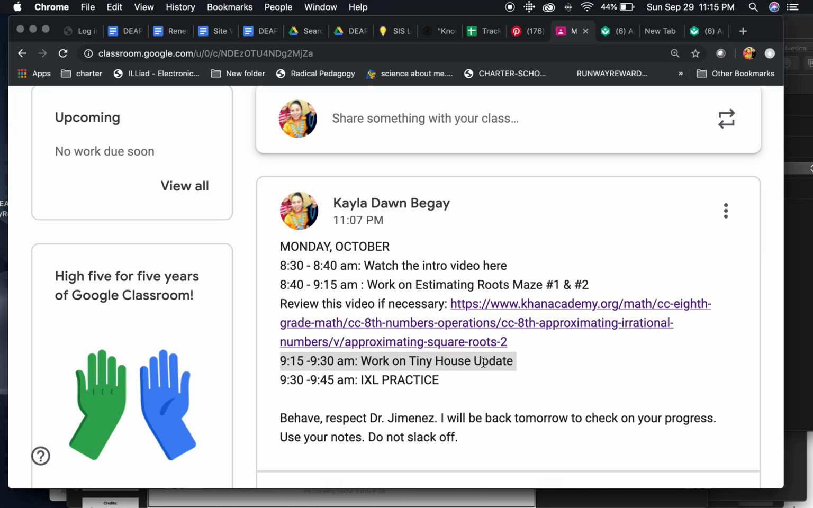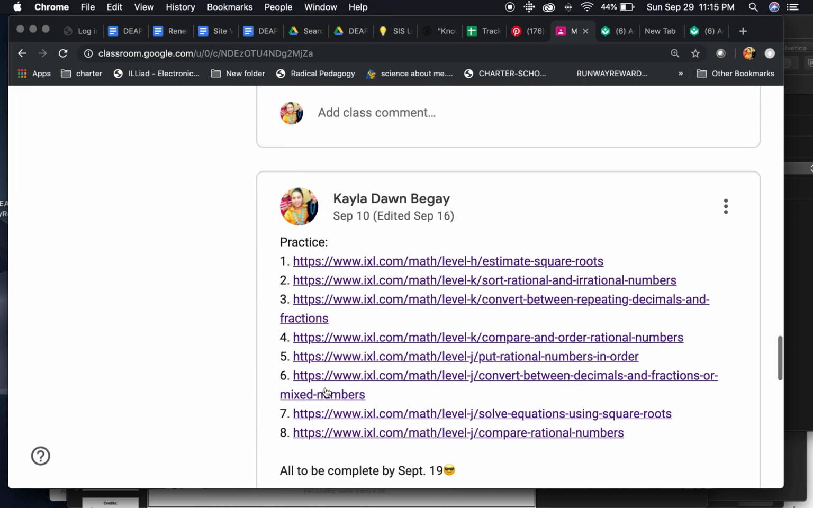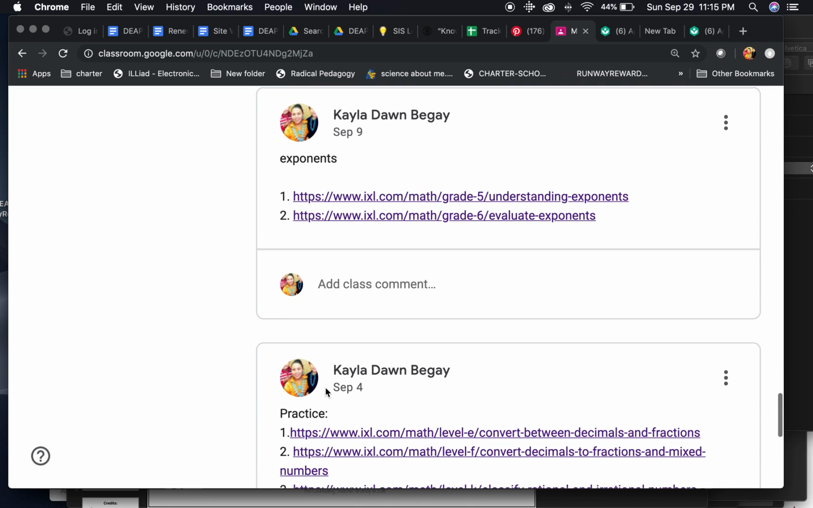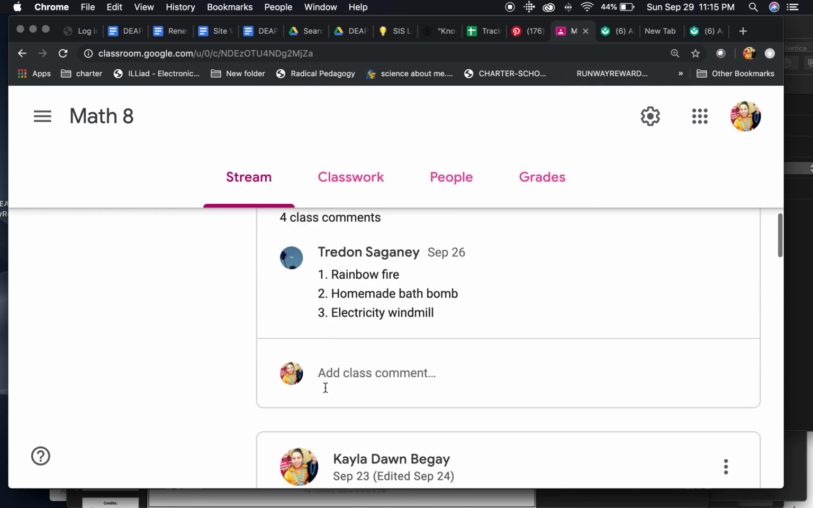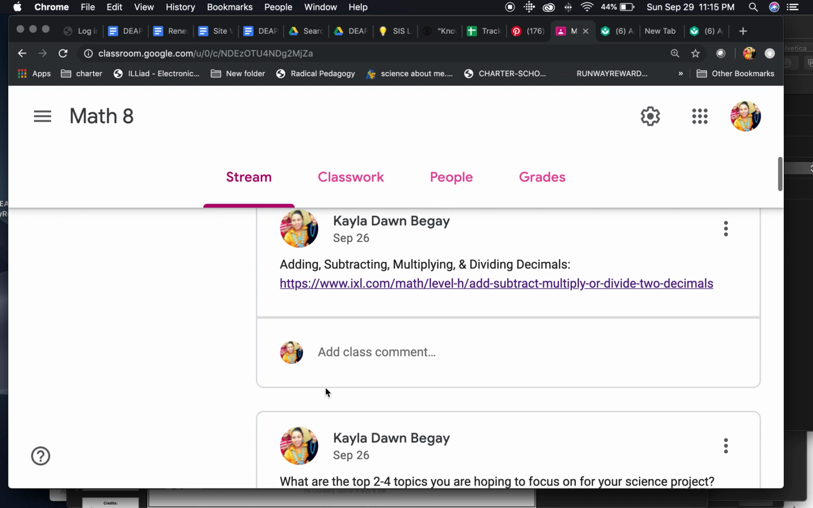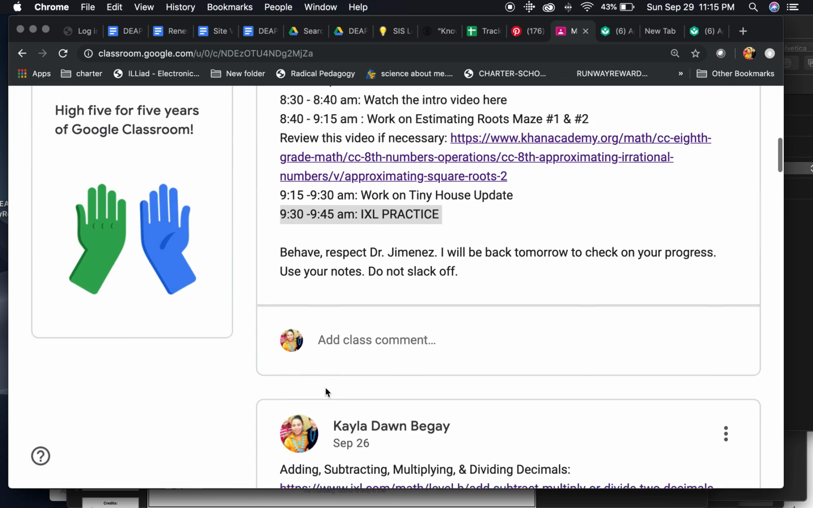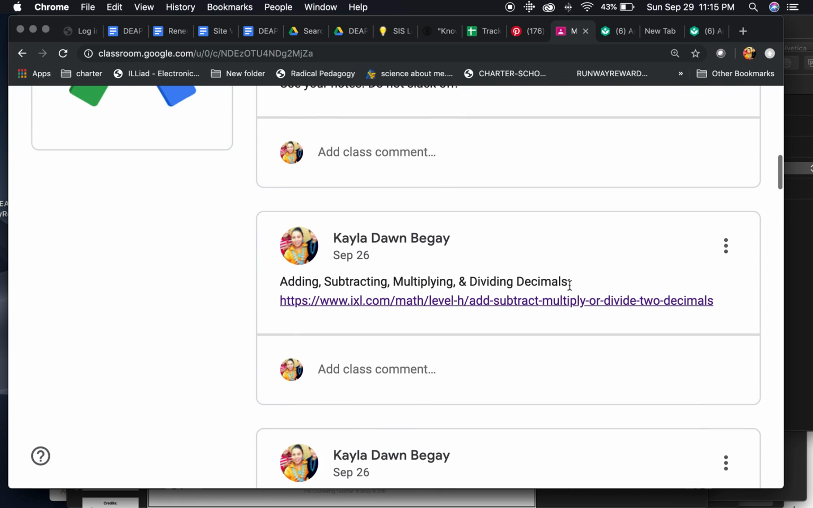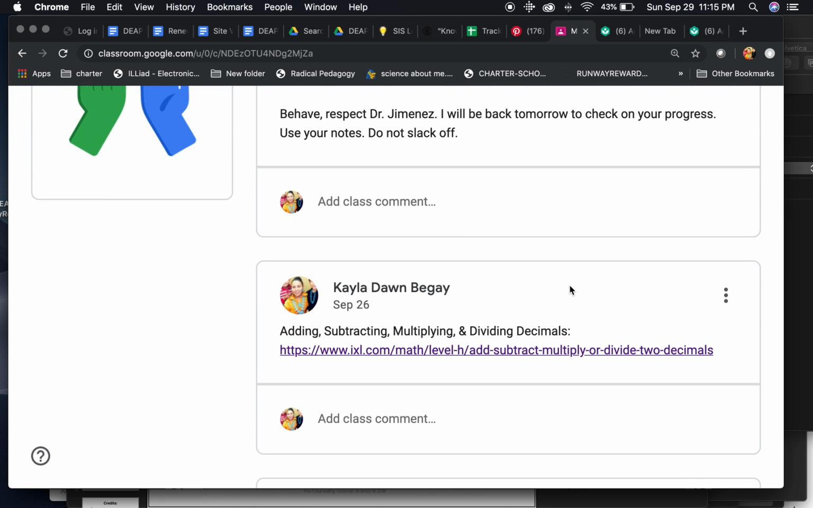Now, once you get finished with that tiny house at 9:30, then you need to go to your IXL practice. So some of you are very behind. There's quite a few that are posted and you just might not have got all of them. So remember that green sheet, make sure you check that green sheet that you have. The other thing is that I did post some new ones today. That'll include area and perimeter.